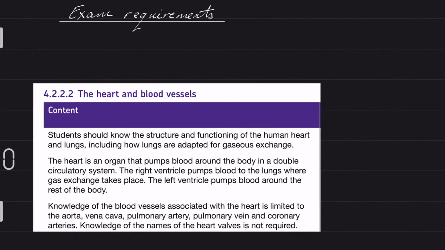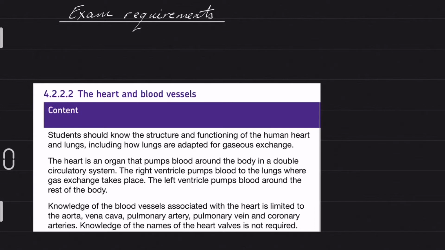So with regards to the heart, you have to know that the heart is an organ that pumps blood around the body in a double circulatory system. Then we're going to have to know in detail about the right ventricle and the left ventricle, so the ventricles in total, and also about another structure of the heart known as atriums. And then we're going to have to also put together the blood vessels that connect the heart, lungs and the rest of the body. Now I want you to focus your attention on the third paragraph, where it talks about knowledge of the blood vessels associated with the heart.